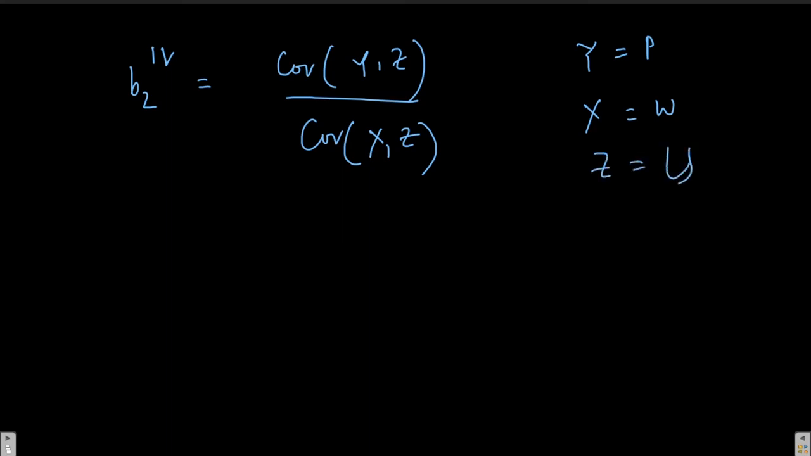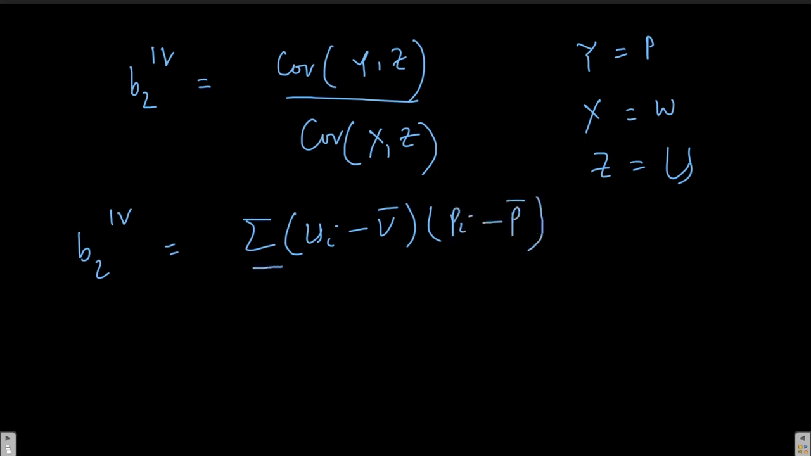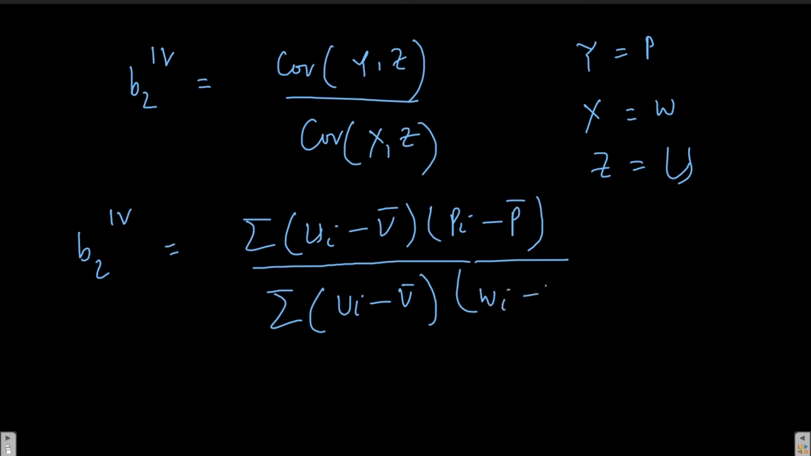All right. Now, if I use this formula and expand it, what I'll get is B2 IV is equal to the summation of (Ui minus U bar) into (Pi minus P bar), divided by the summation of (Ui minus U bar), where these are all capital U, the unemployment rate, times (Wi minus W bar), right?